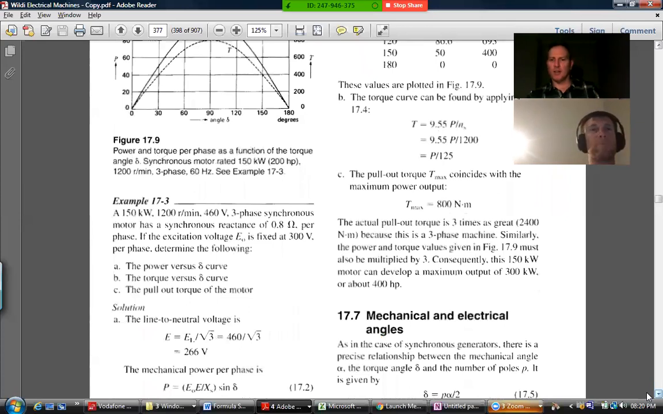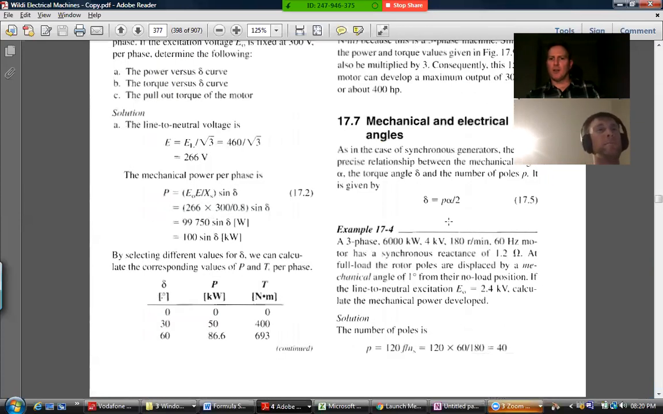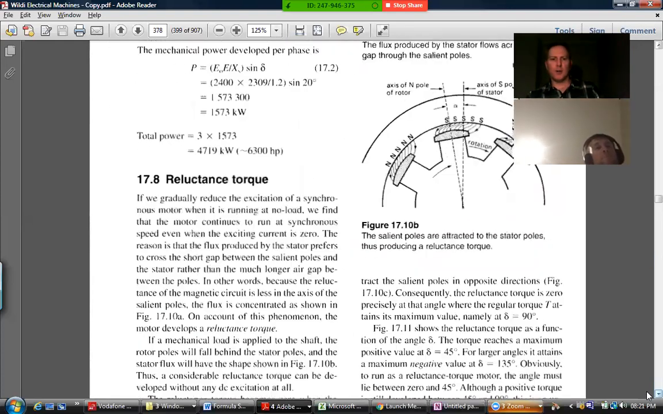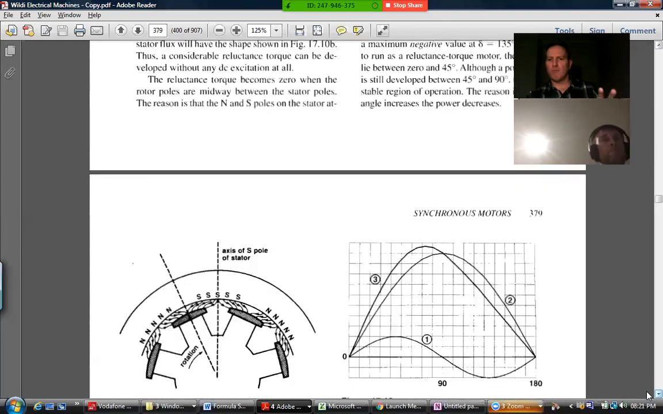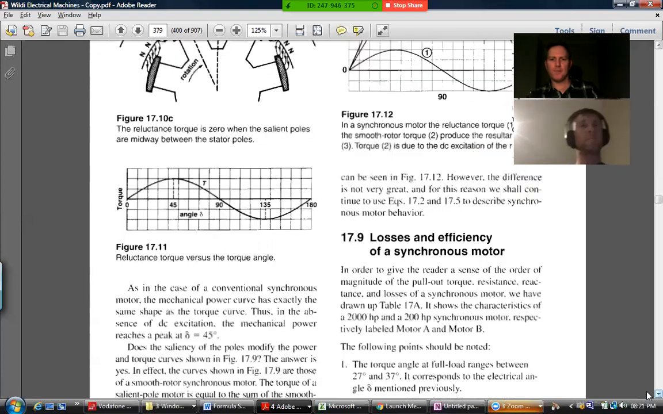Read it for interest only. A bit more discussion about the relationship between the mechanical degrees and the electrical degrees, but it's all just to do with the number of poles or pole pairs. And there's a little bit more on reluctance torque, as I say, just know what it is, but no analysis required on that.